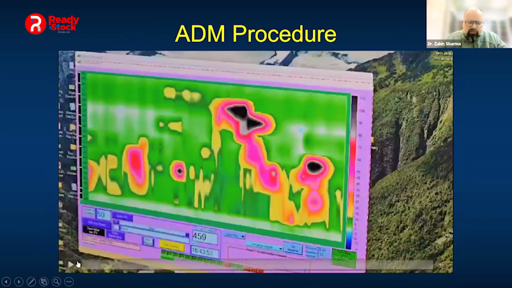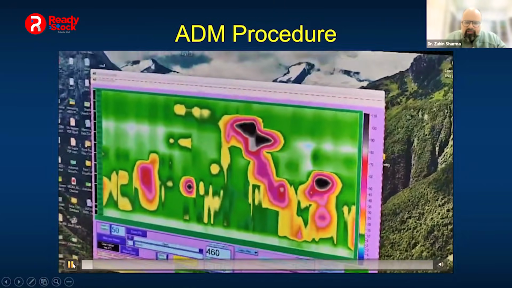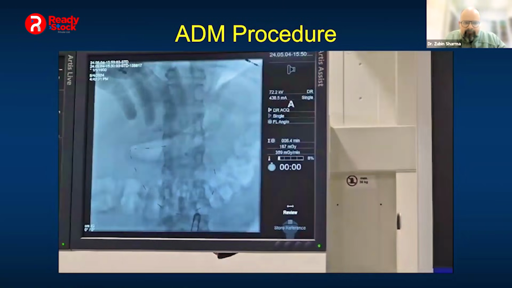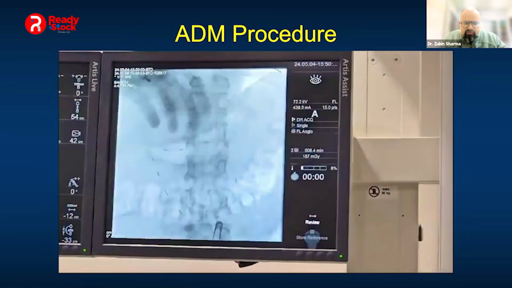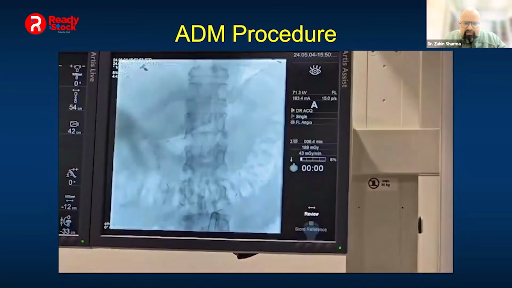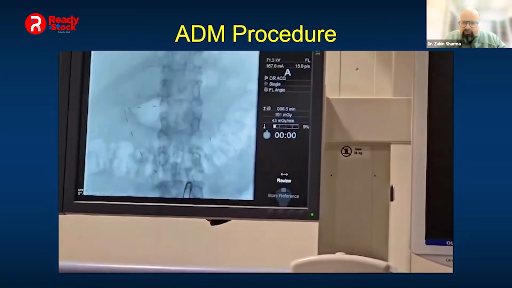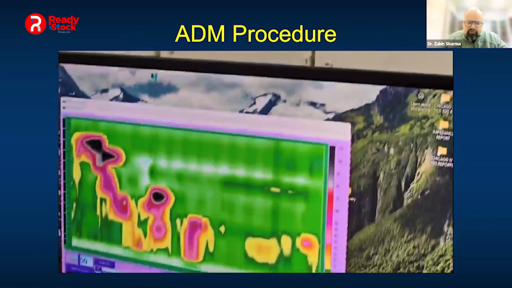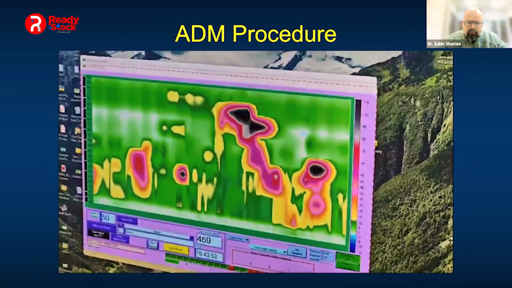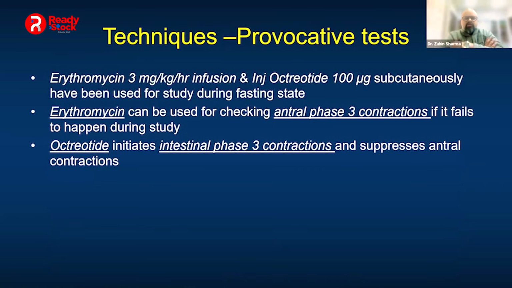This is how the recording will look like when you are doing it. This is what I also saw in the morning when you were doing it. You can see exact position of the catheter in place, and I saw the similar thing in the morning when you had placed in your patient. So congratulations on that, your first case of ADM. You can also do some drugs like erythromycin or octreotide subcutaneously. Octreotide is easily available. It can be used to initiate the intestinal contractions, and erythromycin will induce the phase 3 contractions, in case it's not happening during your study.